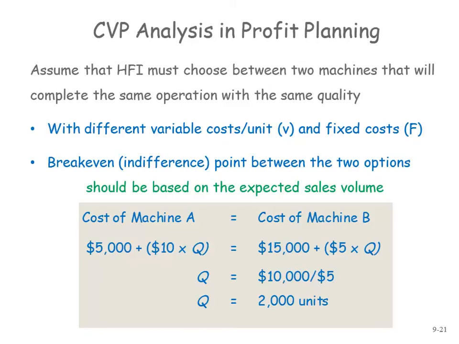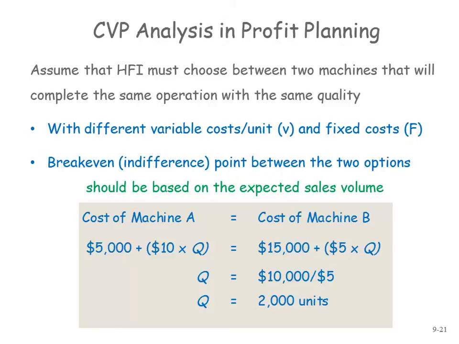Okay, so profit planning. The same company has to decide between two machines that will do the same process to the same quality. One will have a higher variable cost function and the other will have a higher fixed cost function. The indifference point between those two machines is where above that level you would want more fixed costs, below that level you'd want more variable costs.